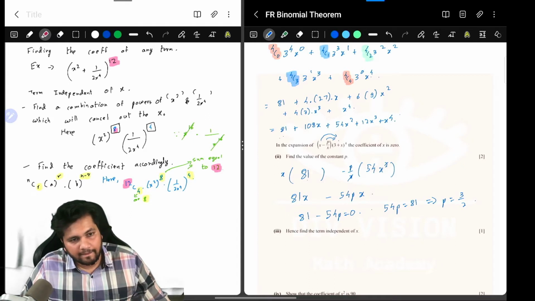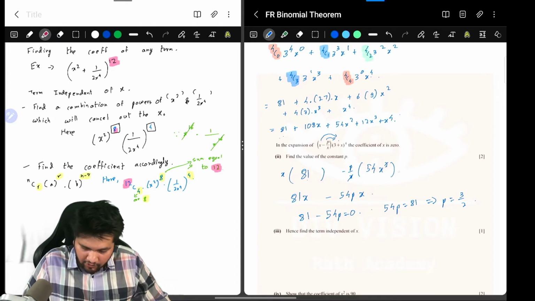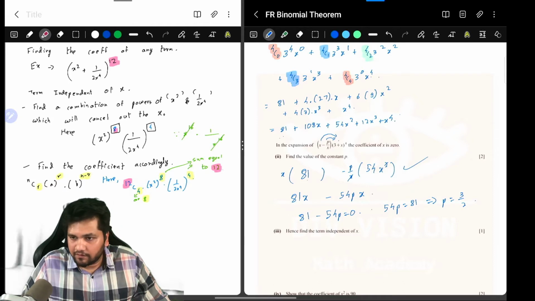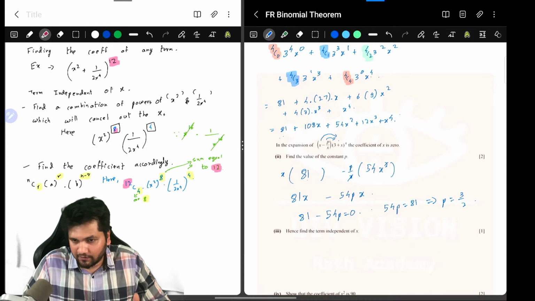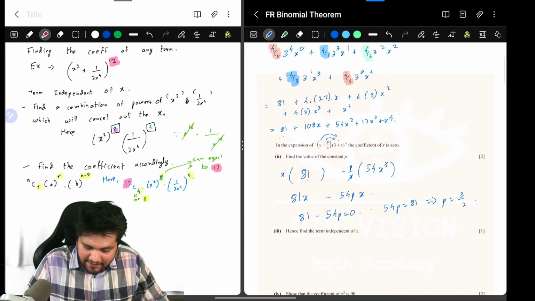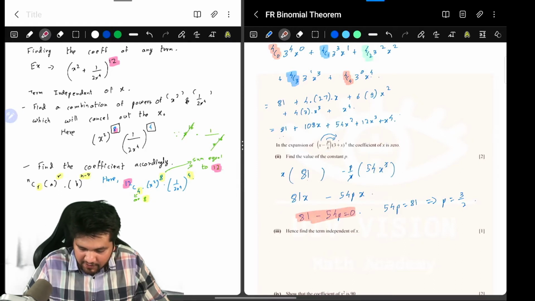So I didn't understand the last term. This you got it? Yes. So now this is 81x minus 54px. Now what they have said, this is the term where we get x. So here they said that the coefficient of x is 0. So since the coefficient of x is 0, that means what? 81 minus 54p would be 0. x won't be 0, no? That's why. So 81 minus 54.